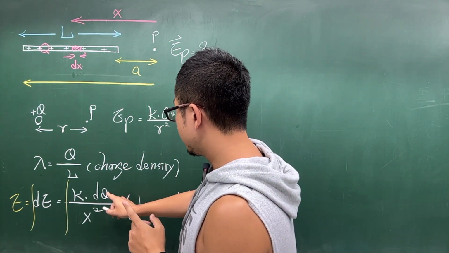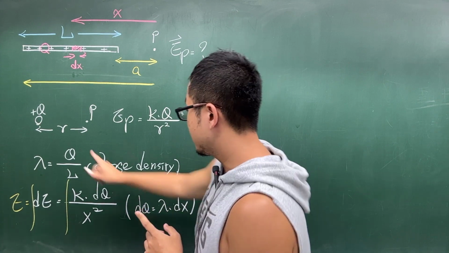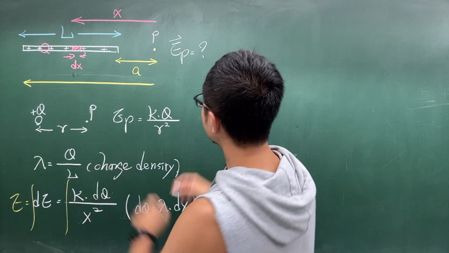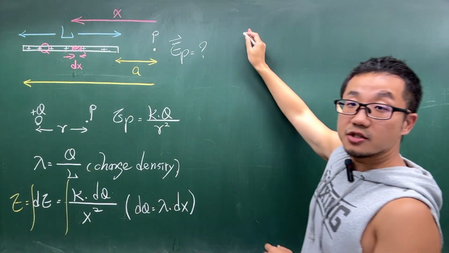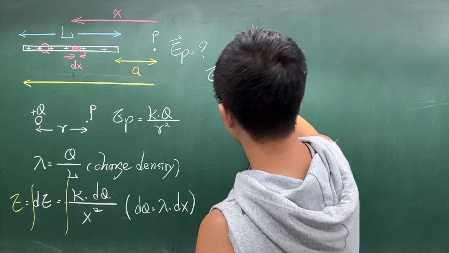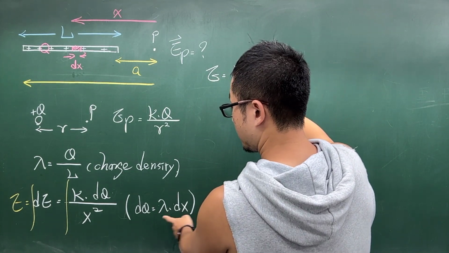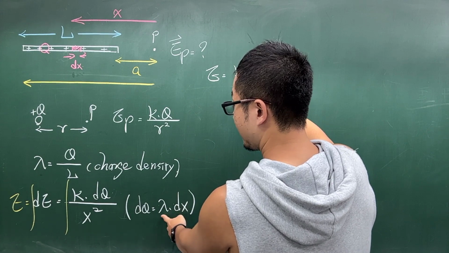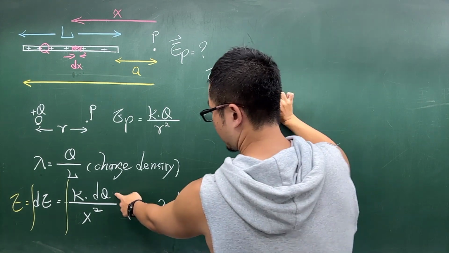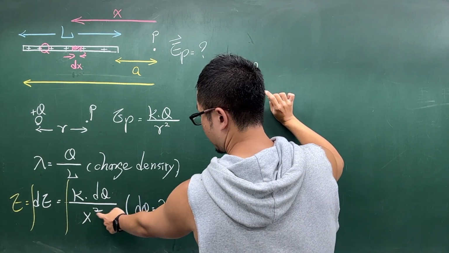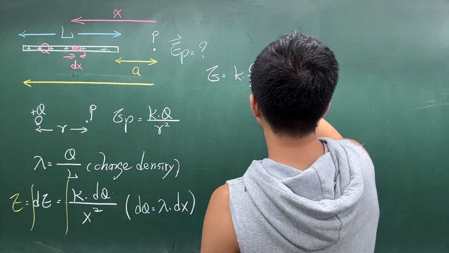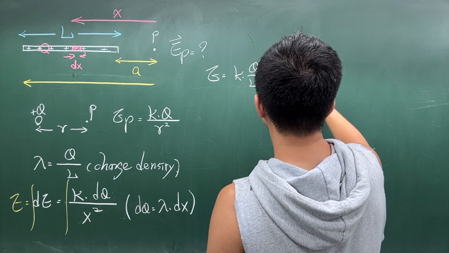The first step is that dq is actually lambda times dx, and lambda is Q divided by L. All these are constants, so I can move them to the front. So E will be K times dq. dq is lambda dx, lambda is Q divided by L. And dx, I'll leave on the right-hand side because I want to integrate x to the minus 2 dx.